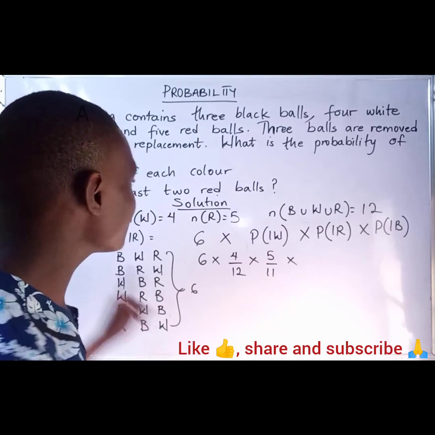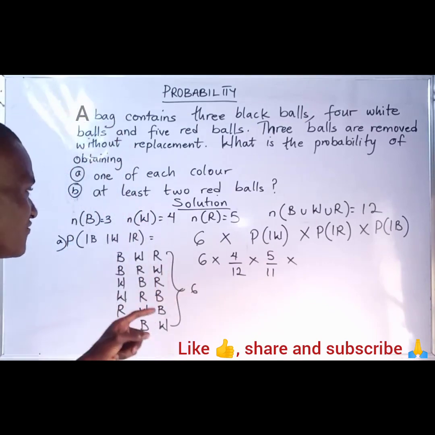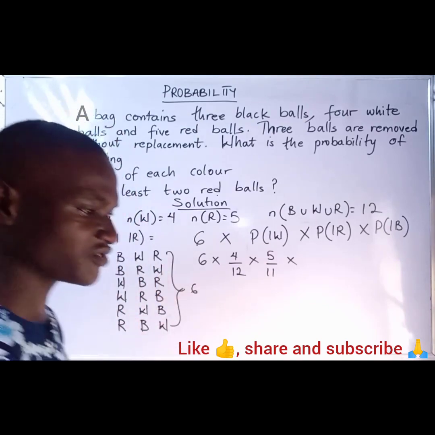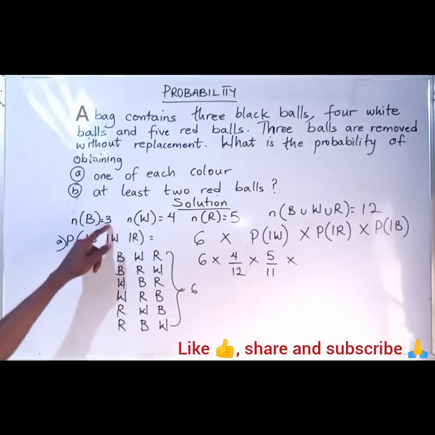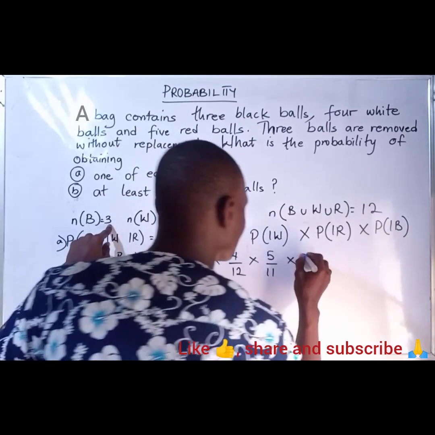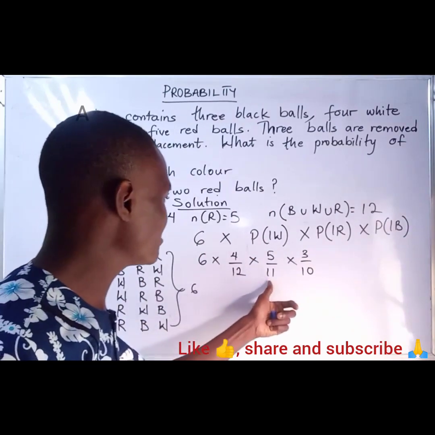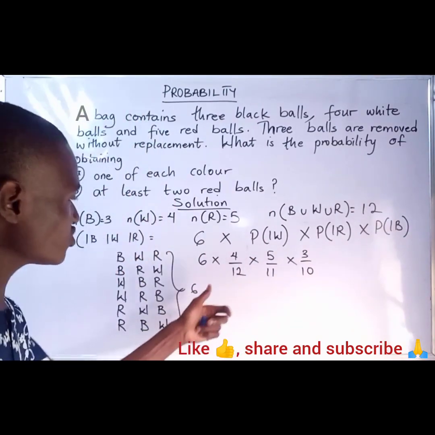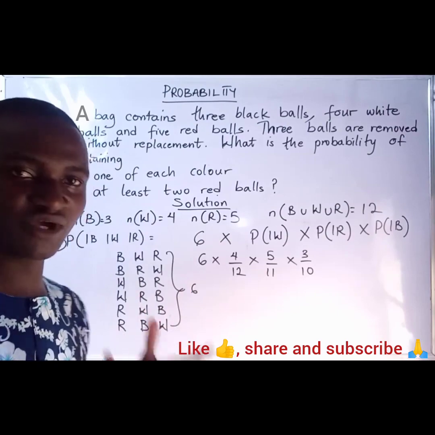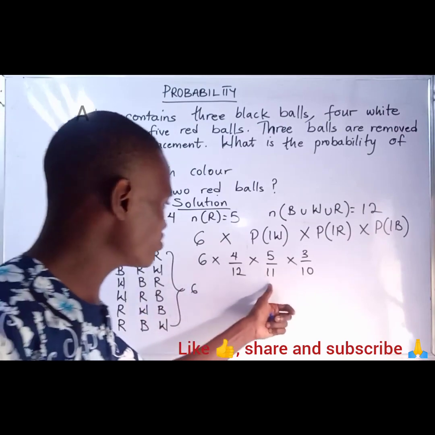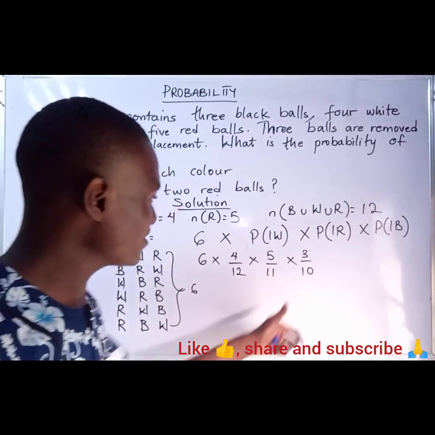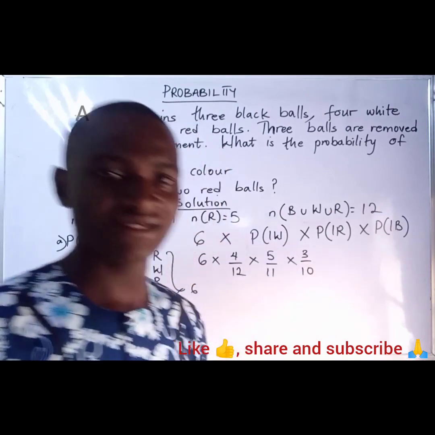Then multiplied by the probability of picking one black ball. Don't forget that I have not picked any black ball from there before. That means the number of black balls I should have there should still be 3 out of what? Out of 10. Don't forget why we have 12, 11, and 10. This is because when I picked the first ball, there were 12 balls there. When I picked the second one, there were 11 balls there. And when I picked the third one, there are 10 balls there.